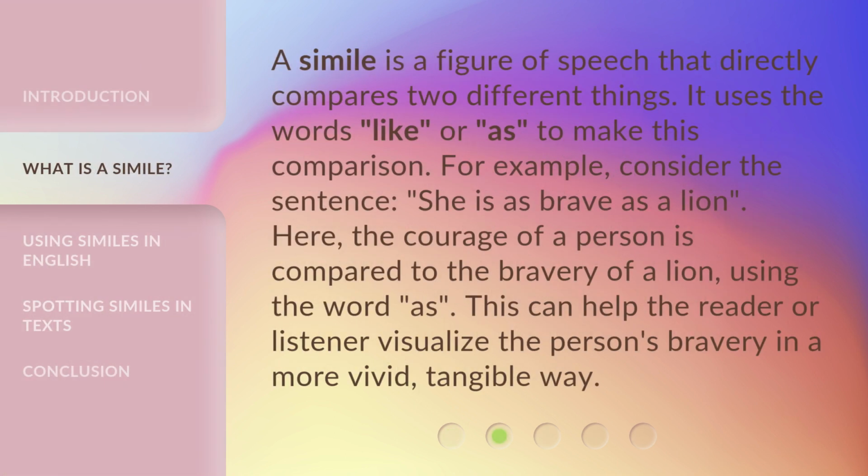A simile is a figure of speech that directly compares two different things. It uses the words like or as to make this comparison. For example, consider the sentence, "She is as brave as a lion." Here, the courage of a person is compared to the bravery of a lion, using the word as. This can help the reader or listener visualize the person's bravery in a more vivid, tangible way.